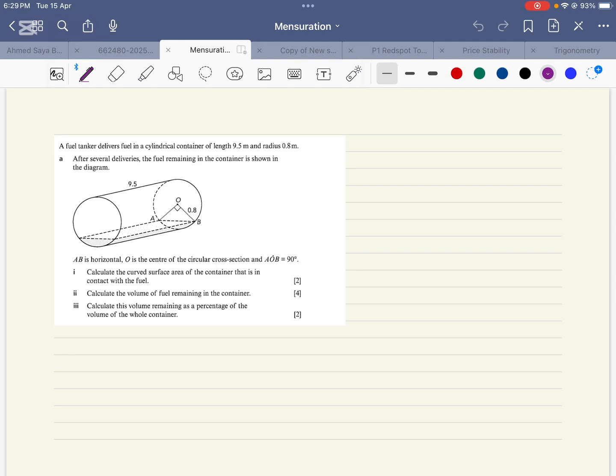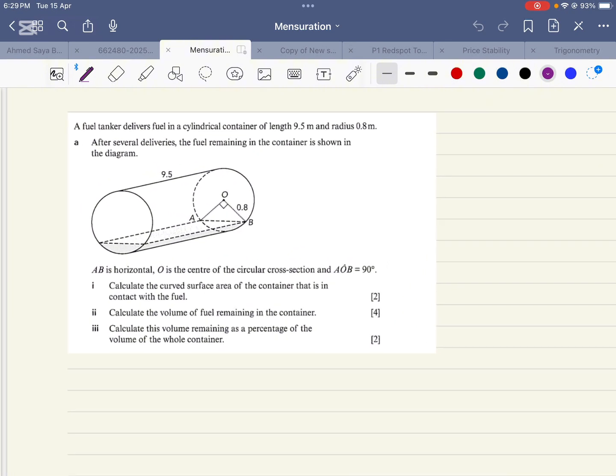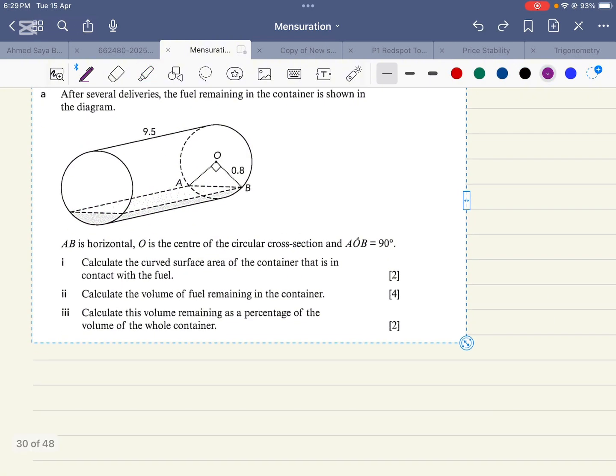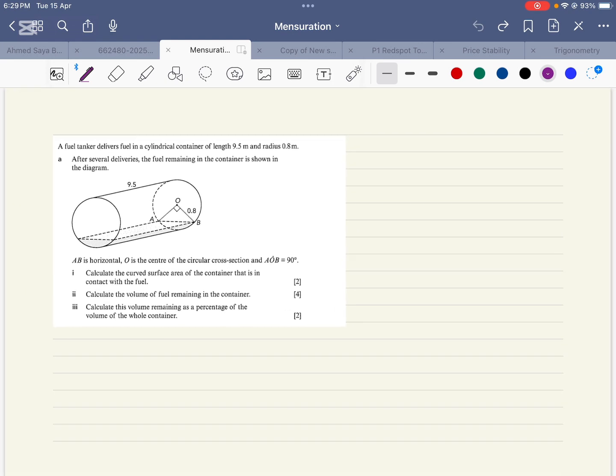So let's start directly with the video. For this one you can see that there is a cylinder which is a container containing fuel, and after several deliveries some fuel is left in the cylinder, and this is the fuel that is left in the cylinder. The question asks, calculate the curved surface area of the container that is in contact with the fuel.